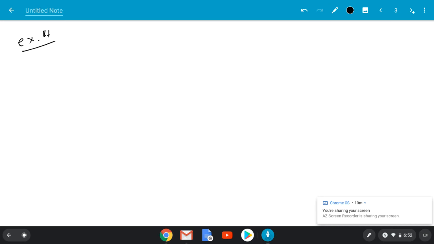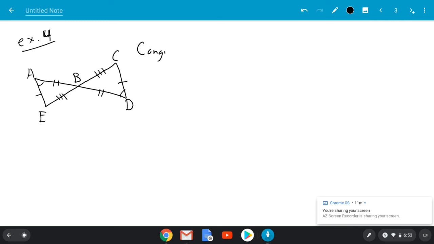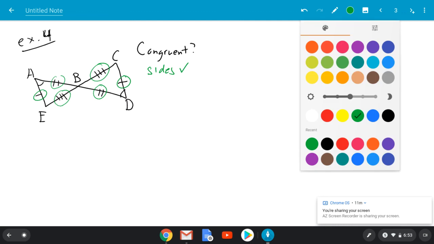So if I look here and I drew this figure, A, B, C, D, E, with marks on the sides. And of course the question is asking you, are they congruent? Well, let's actually start with the sides first, because that's the easiest. Because this tick mark matches up with that single tick mark, that double matches up with that double, and that triple matches up with that triple. So all the sides are congruent.